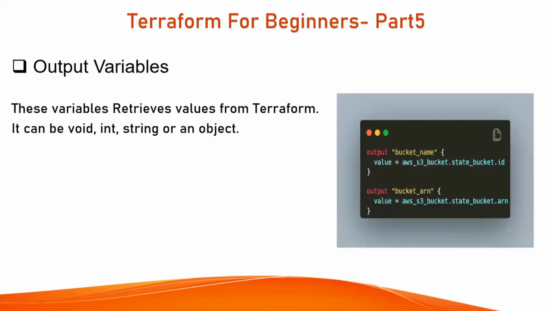Moving to the next one, our output variable. What are these output variables? These variables retrieve the value from Terraform. It can be void, integer, string, or an object.